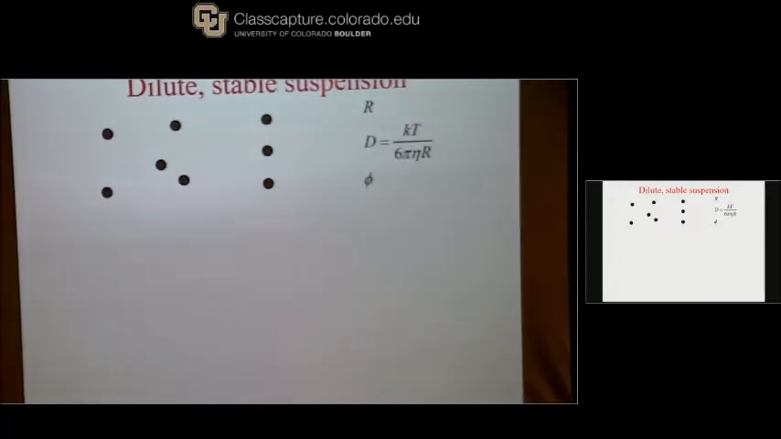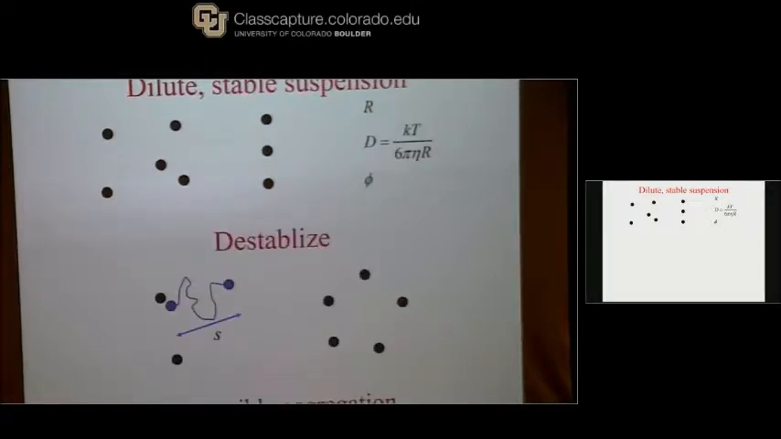If I take this random suspension of particles and I make them unstable, so they have a size here, I'm going to not be consistent. I'm going to sometimes write A, sometimes write R. Here I've written R for the radius of the particles. This is their diffusion coefficient, and there's some concentration. And I destabilize them. If I take the cube root of the concentration, I get some average spacing. I'll call it S.